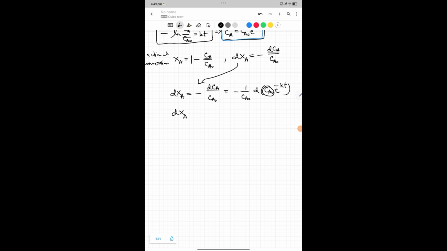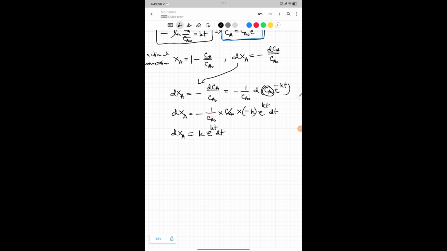So dxa is minus of 1 by Ca naught into Ca naught into, what is the differentiation of e to the power of minus kt? It's minus of k into e to the power of minus kt dt, right. So this Ca naught gets cancelled. And we have k e to the power of minus kt dt. So this is d of xa.